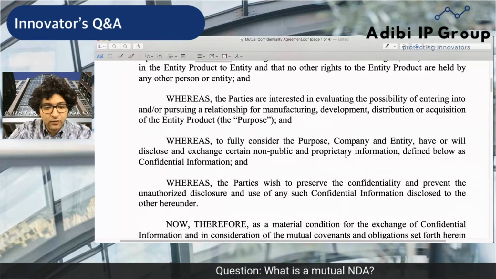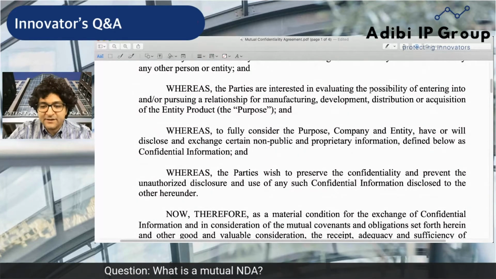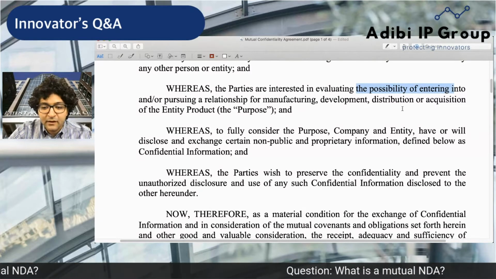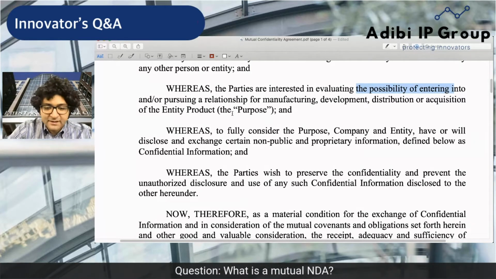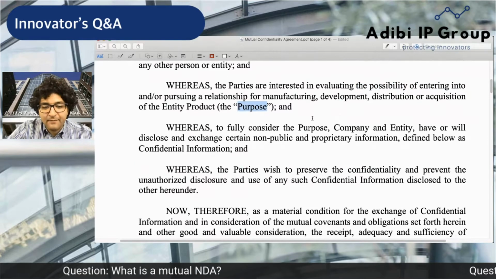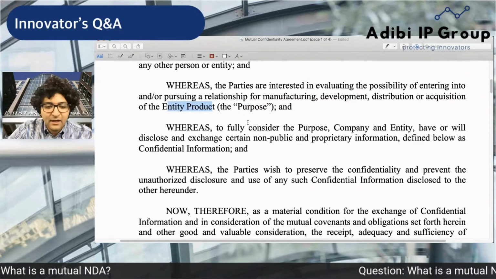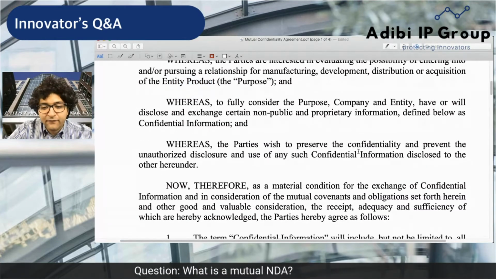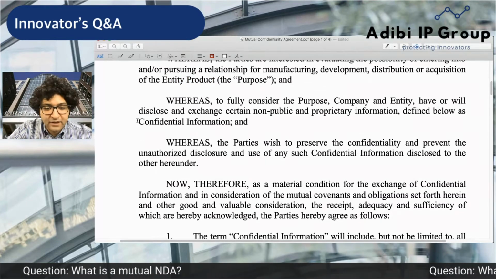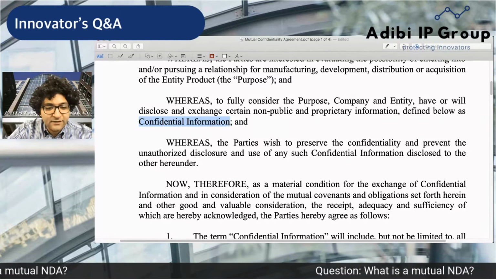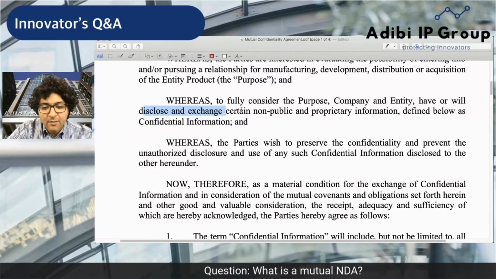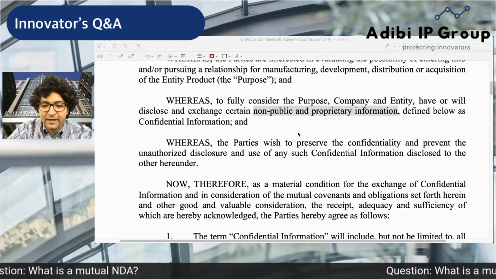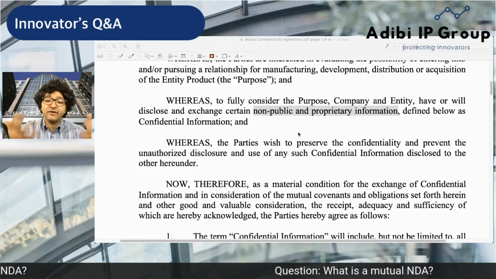Awesome. And again, this is the key language. This is the whole purpose right here. So it's the possibility of entering into or pursuing a relationship for manufacturing, for development, for making money out of this product. So I have this product, and we want to see if there's some way that we can work together. So in order for us to engage, we're going to have to exchange confidential information, right? So here's the disclosure and exchange of certain non-public and proprietary information, right? So that's the key. So we're going to be sharing confidential information.